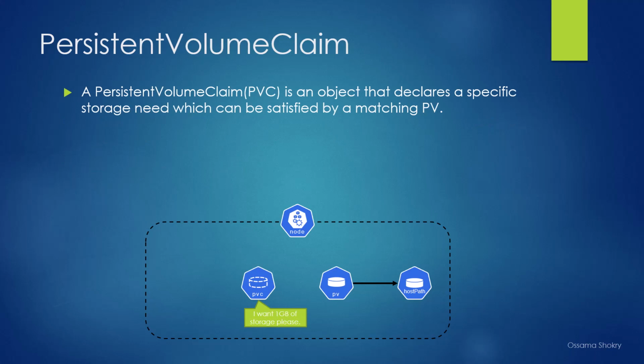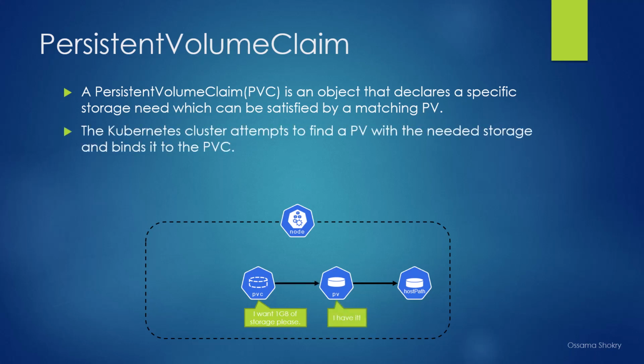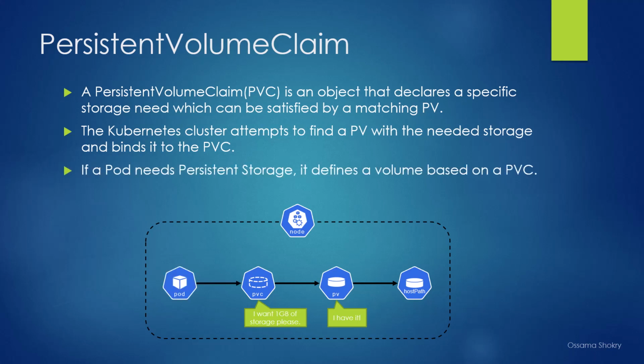A persistent volume claim PVC is an object that declares a specific storage need which can be satisfied by a matching PV. The Kubernetes cluster attempts to find a PV with the needed storage and binds it to the PVC. If a pod needs persistent storage, it defines a volume based on a PVC.